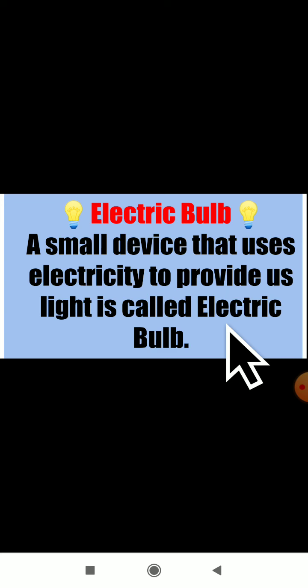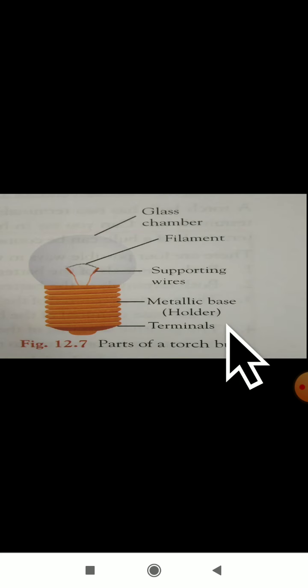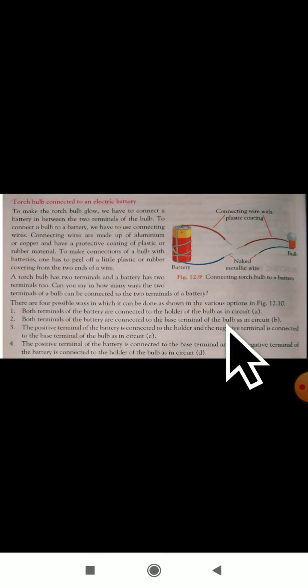Again, we have studied the electric bulb, how the electric bulb works, and what the parts of the electric bulb are. And we even studied how the torch bulb is connected to an electric battery, and when the bulb will glow. When both the terminals of the battery are connected to the holder, the bulb doesn't glow. But when the positive terminal of the battery is connected to the holder part, and the negative terminal is connected to the base part, then the bulb will glow.